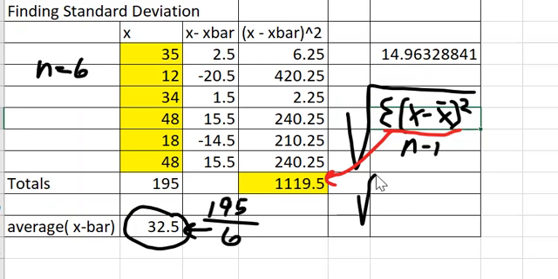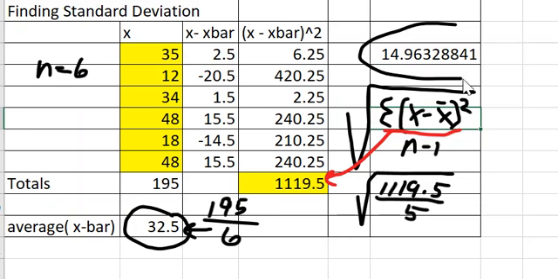So you take the square root of 1119.5 divided by 5. Do that division first, then take the square root, and that gives you this for the answer. Rounding, you're going to look at this digit here. If it's 5 or greater, you'll round the 6 up. If not, you'll leave it. In our case, we're going to leave it.